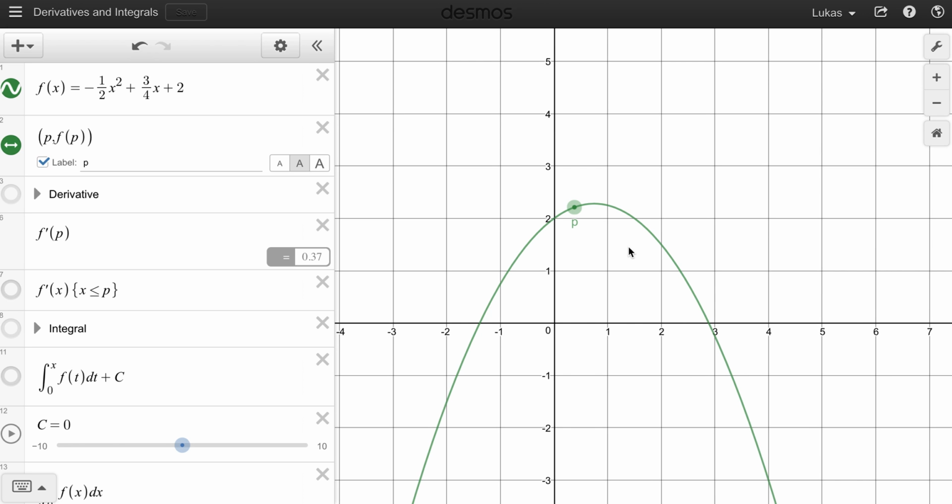So here is my attempt to explain to you what derivatives and integrals are in a conceptual way without too many numbers involved. We have a function here, just a quadratic polynomial function with the equation you can see right here. And we have a point P on that function, which we can just move around like that.